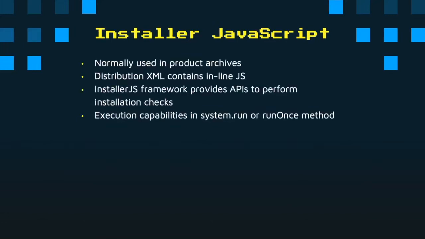Also, there's installer JavaScript. This is essentially inline JavaScript that's contained within a distribution XML file. And so you have special product archive packages that have sometimes smaller packages contained within, and with those you can edit the distribution XML and include some inline JavaScript. And as mentioned before, you can use the system.run or system.runOnce methods to execute arbitrary commands on the system, and so you can use that to get initial access.